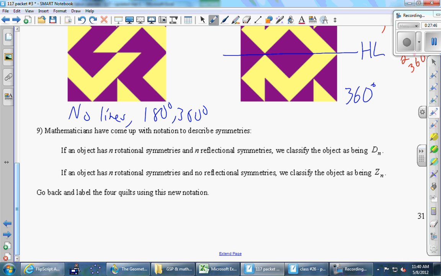If it's got no lines, it's a Z. To maybe help you keep these apart, which one of these letters, D or Z, has a line of symmetry? D does, right? You can draw a line right through the horizontal, right through the middle of D, and it has a line of symmetry. D are the ones with the lines of symmetry. Z has no line of symmetry.